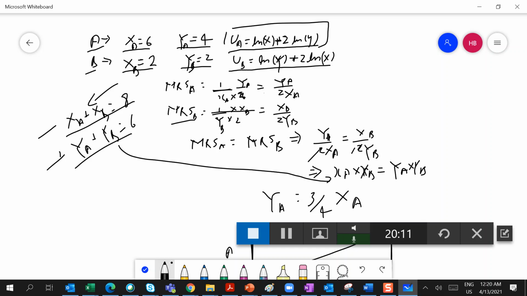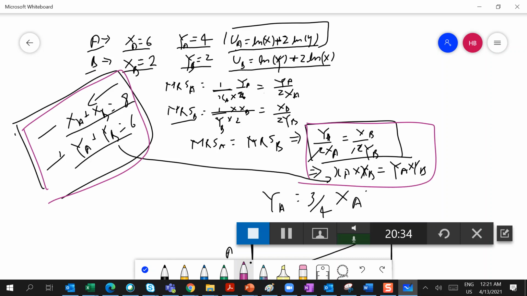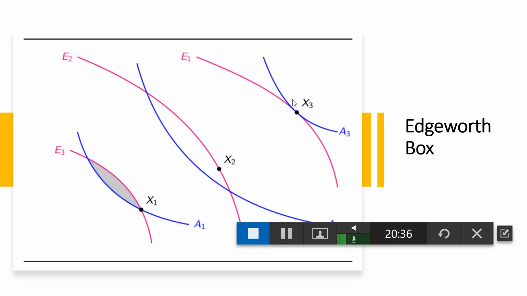So you will differentiate the utility of A with respect to X and Y, which will be equal to the differentiation of the utility of B with respect to X and Y. You will equate both of them and then you will get an equation. Once you get this equation, you have the earlier two equations, and after solving these, you will get your contract curve equation. So that was it for your Edgeworth box.